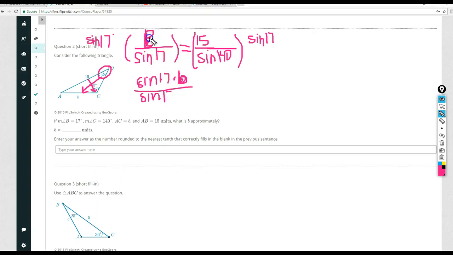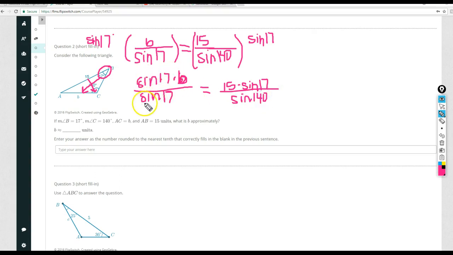Sorry. I can't use big B. That's an angle. So little b. Sine of 17 degrees times b is sine of 17 degrees times b divided by sine of 17 degrees, which is going to equal 15 divided by sine of 140 times sine of 17. We multiply our numerators, so 15 times sine of 17 divided by sine of 140.